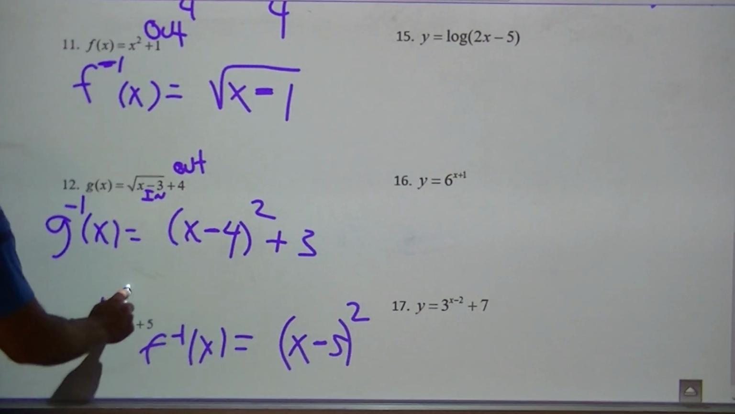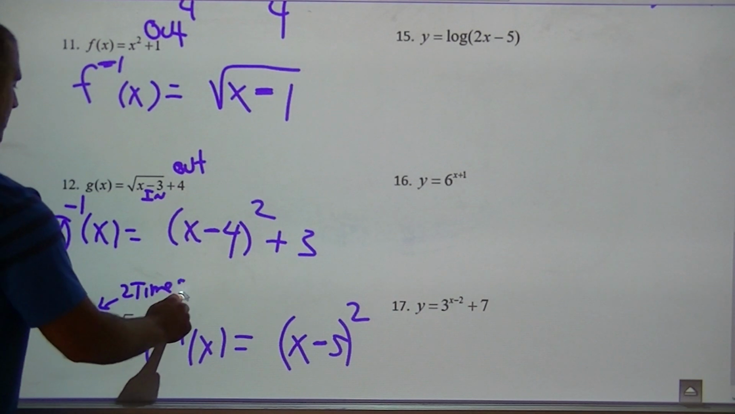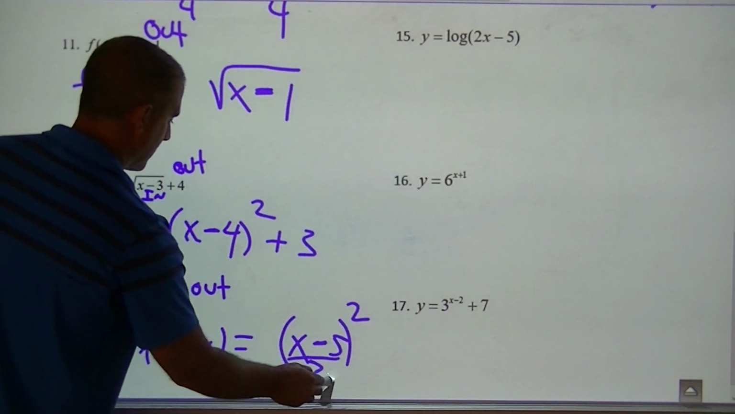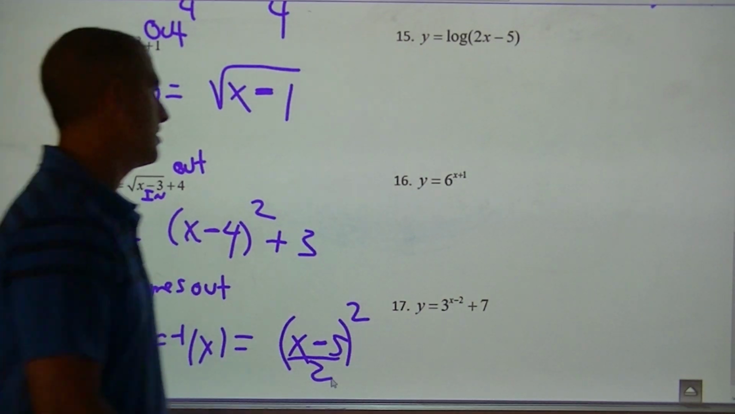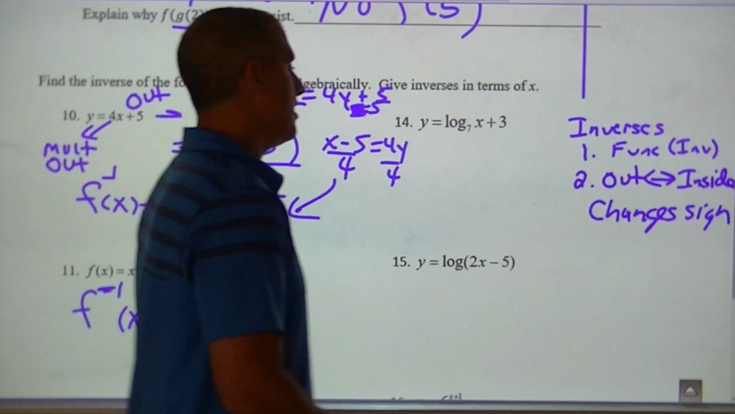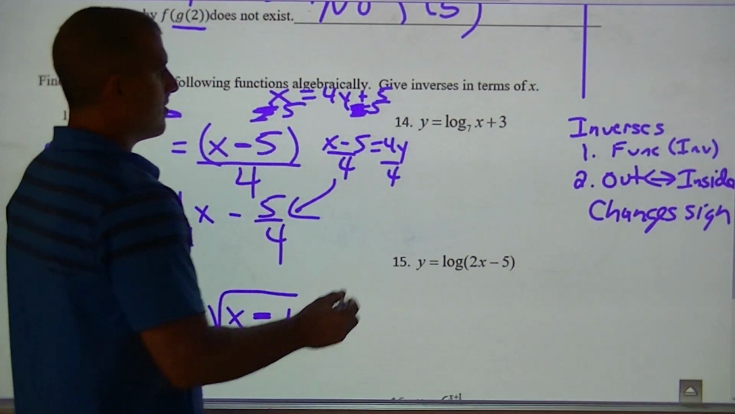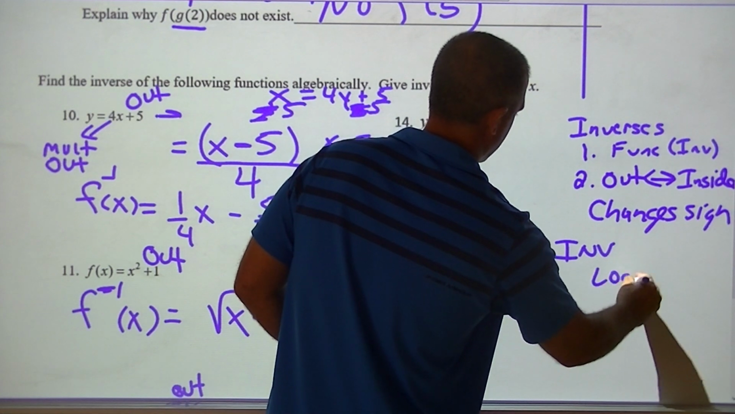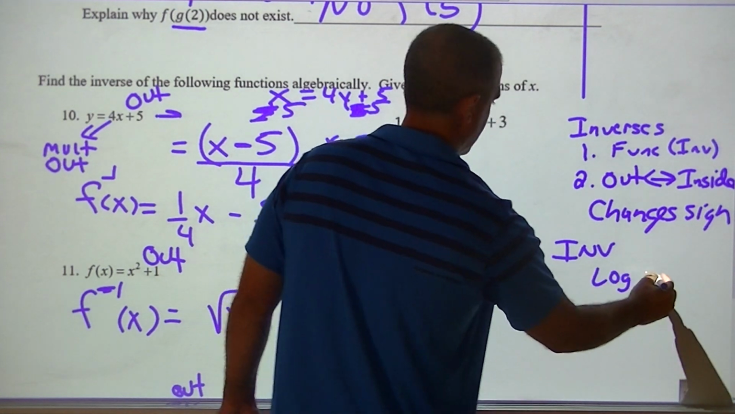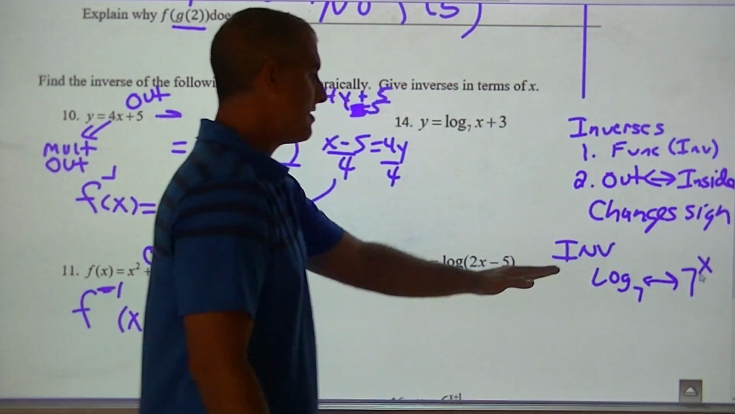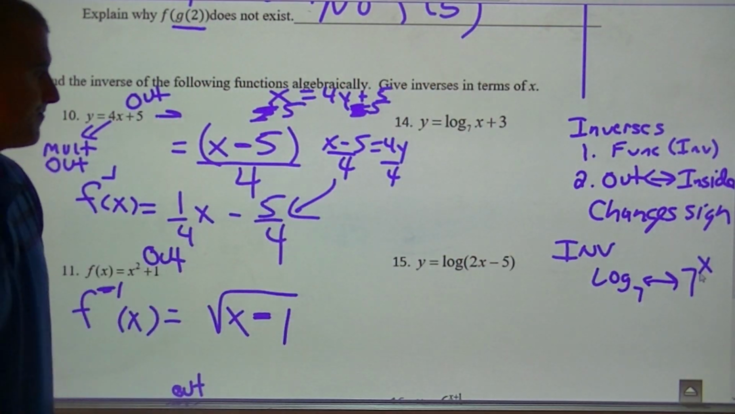Now this is 2 times the outside, so the opposite of that would be 2 divided by the inside. So that's what you have there. Now, exponentials and logs. This is a little bit different. Your inverse function, log, let's say of 7, an exponential base of 7. That's how you convert from one to the other.